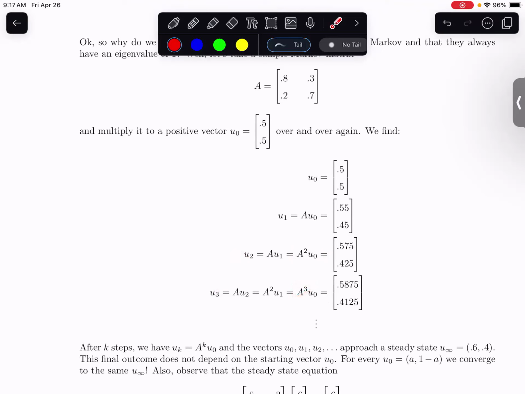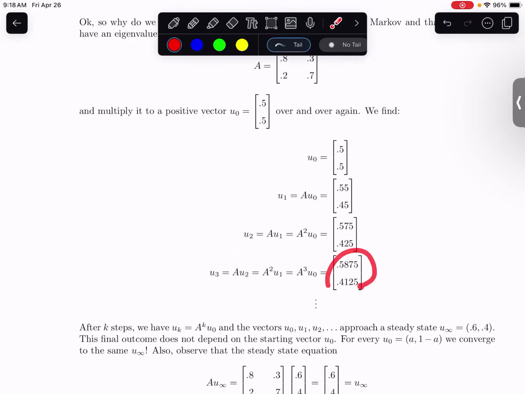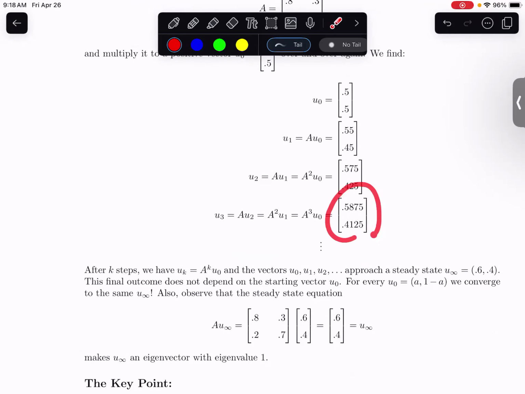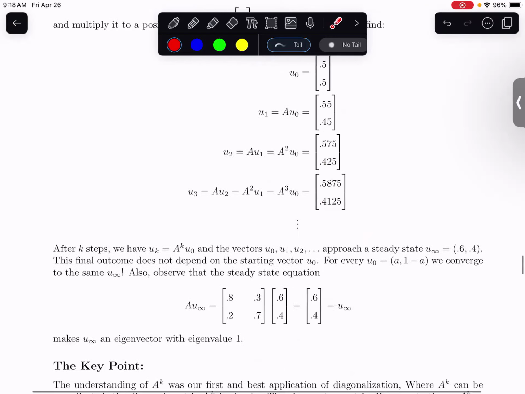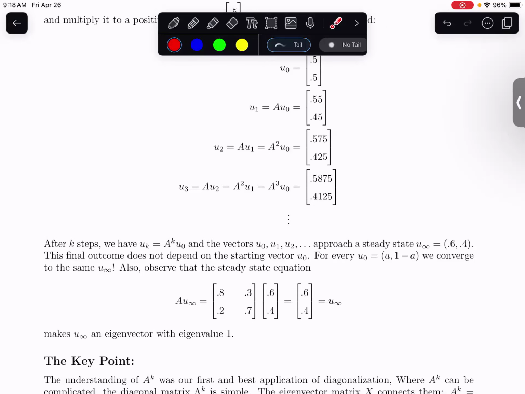You can see with these various multiplications of A on our vector, the resulting vector is converging. It's getting closer and closer to a specific vector, which seems to be 0.6 and 0.4. After k steps, this is just general notation, U_k is equal to A to the k power times this initial vector U naught. As k goes to infinity, the vectors are approaching what's called a steady state vector. The steady state vector is denoted by U infinity, and you can see it's equal to this vector 0.6, 0.4.